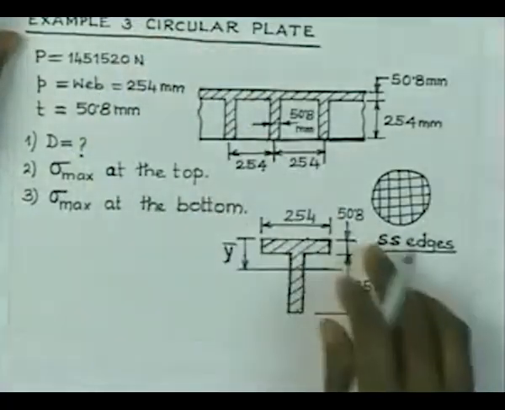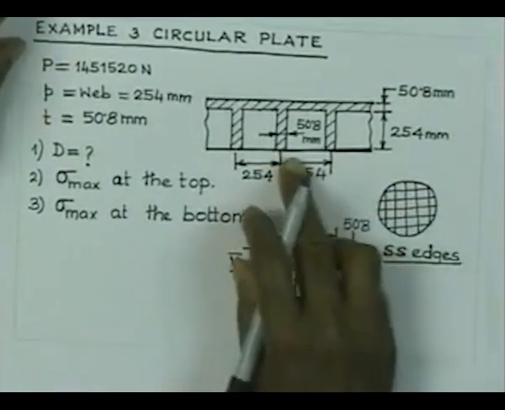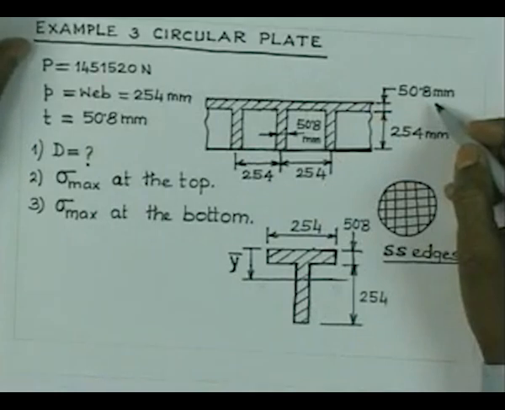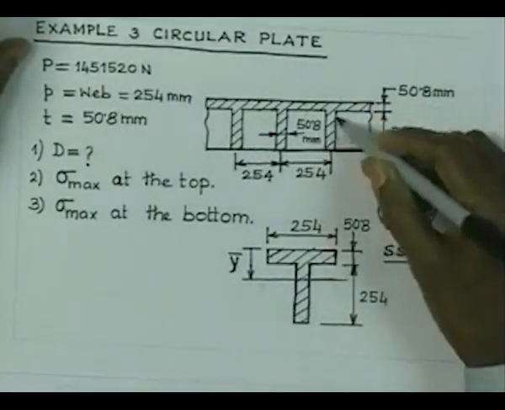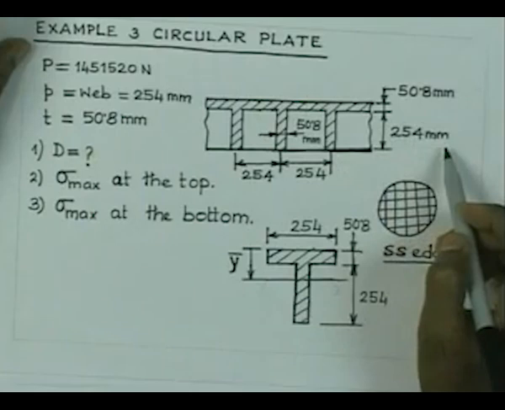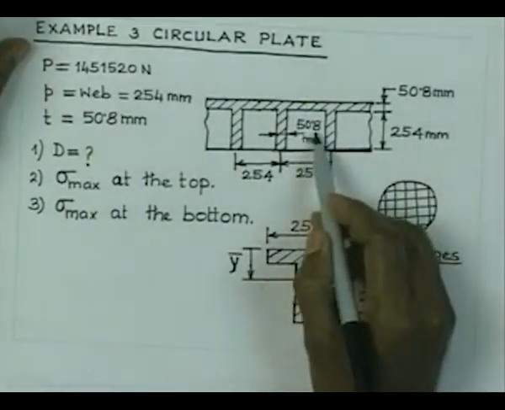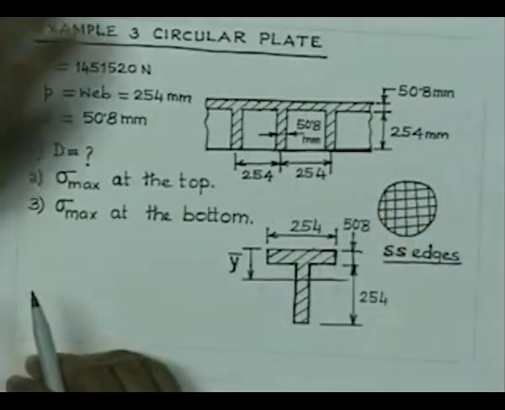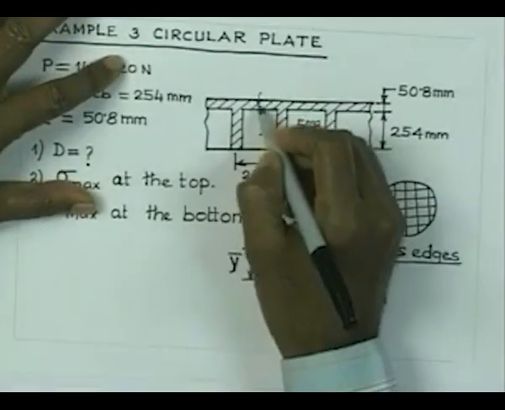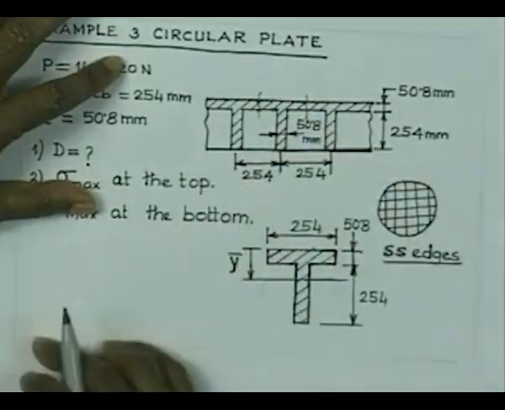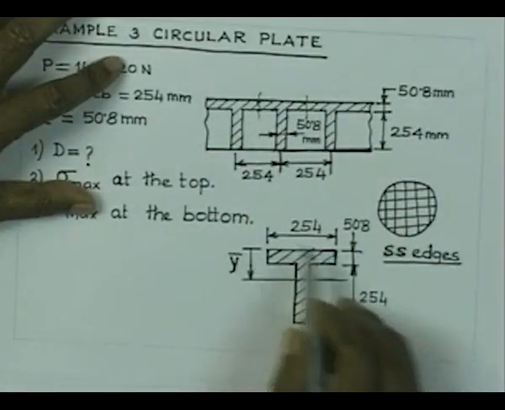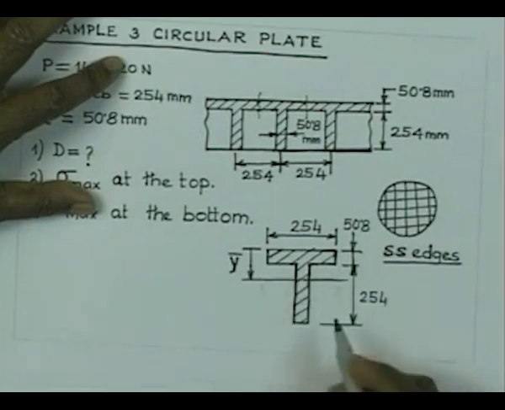So, if we look into this problem, what you have is a plate of thickness 50.8 millimeter and then we have a grillage of height 250 millimeter and thickness equal to 50.8 millimeters, and the pitch is 254 millimeter. Now, if you consider a portion of the plate which is 254 millimeter, let us say, then it looks like this. The section of the plate is going to look like a T.